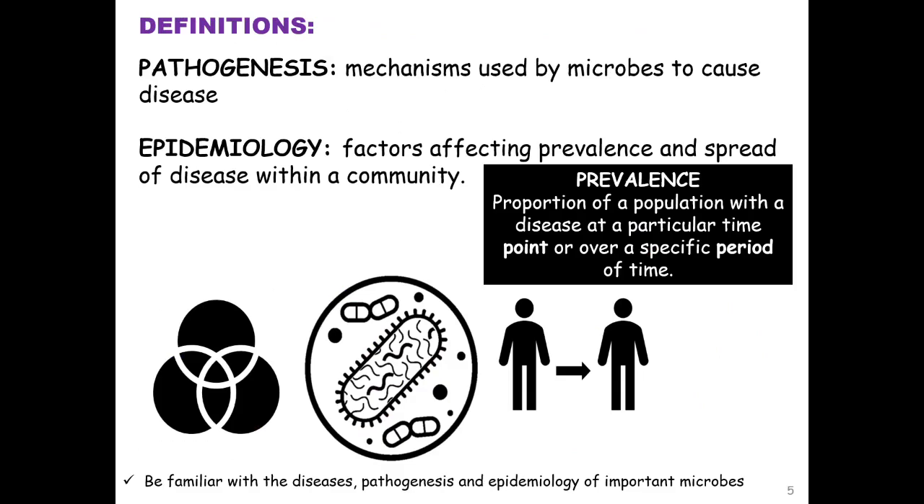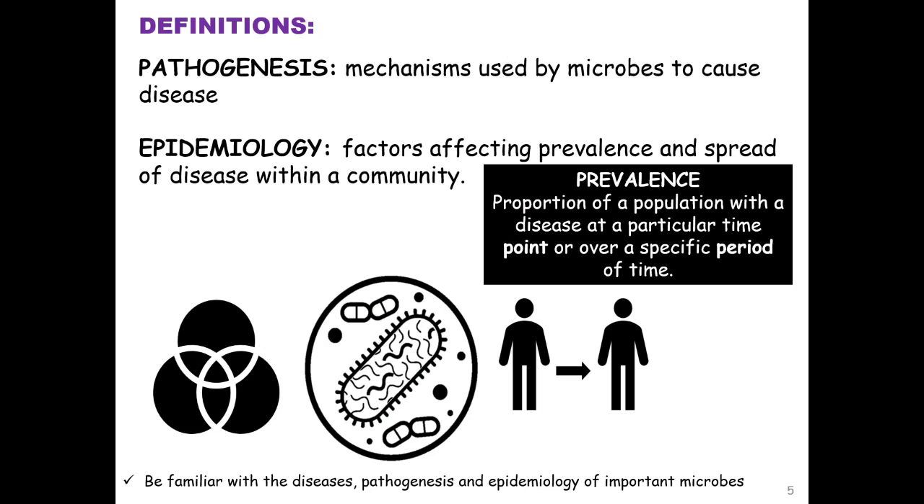For all of these diseases, we're going to discuss pathogenesis. Pathos means disease. So what do these microorganisms have that allow them to cause disease? Epidemiology kind of refers to the who, what, when, why, where, how of disease. But factors affecting prevalence and spread within a community are big ones. And of course, epidemiology is always focused on prevention, if possible.